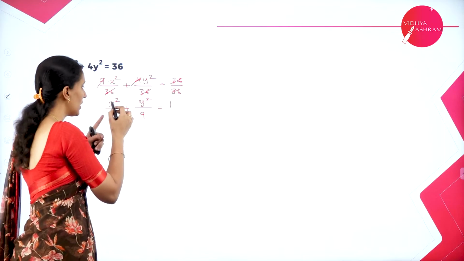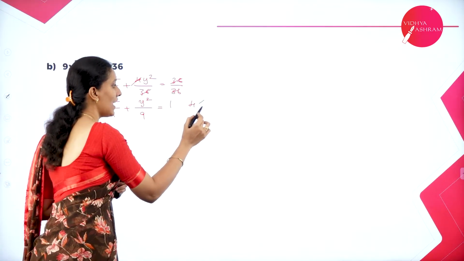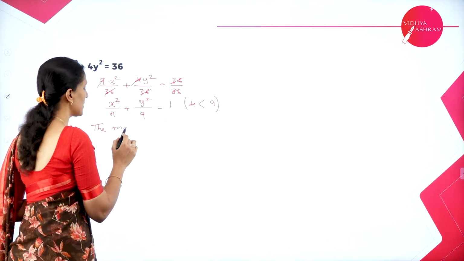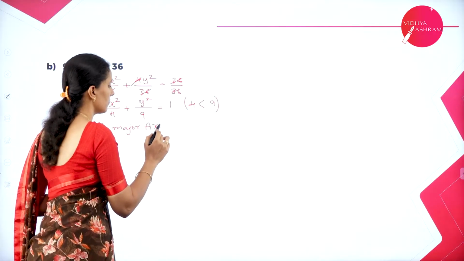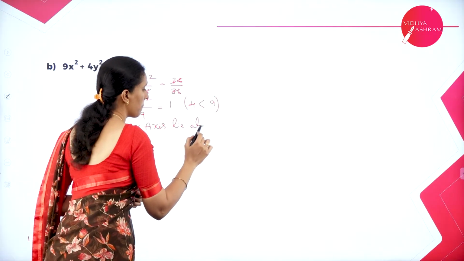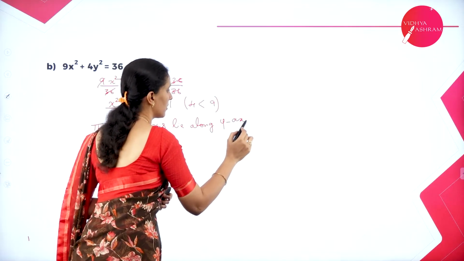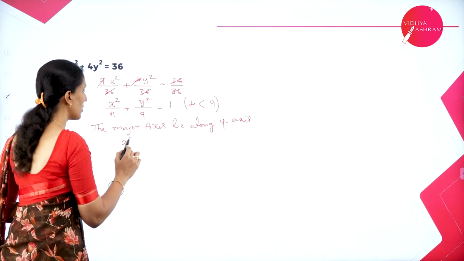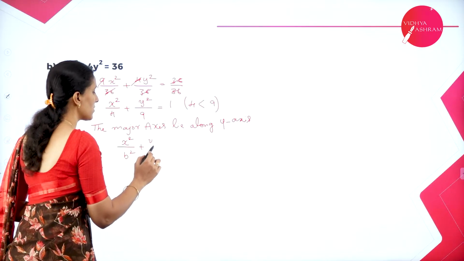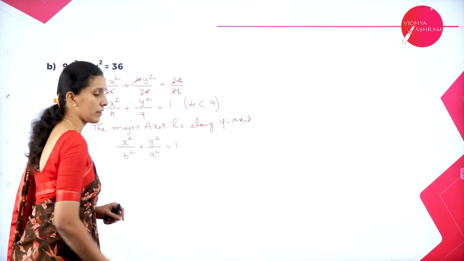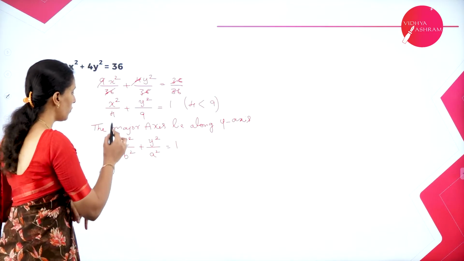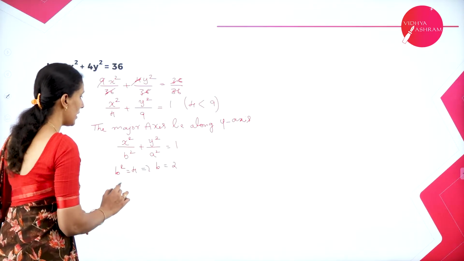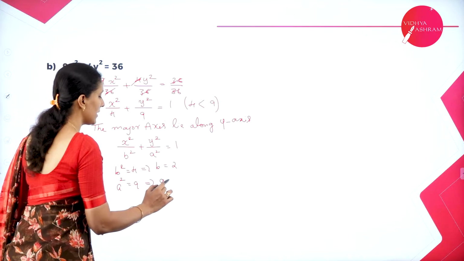Now, observe here, the denominator of x square is less than y square. So, according to this, we can write the major axis lies along y-axis. If the major axis lies along y-axis, then my standard equation will be x square by b square plus y square by a square is equal to 1. Let us compare this with here. So, we get b square is equal to 4. This implies b is equal to 2. a square is equal to 9. This implies a is equal to 3.